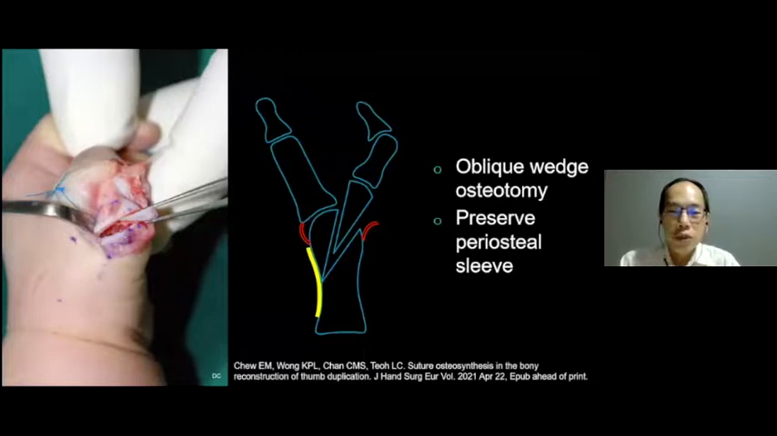"I can show you some magic," was what he told me. You can stitch the bone, and this was how he went about doing that. This child has a type 4 duplication, and an oblique wedge osteotomy was performed to reduce the metacarpal head as well as realign the skeleton. The periosteal sleeve on the ulnar cortex was maintained for stability.